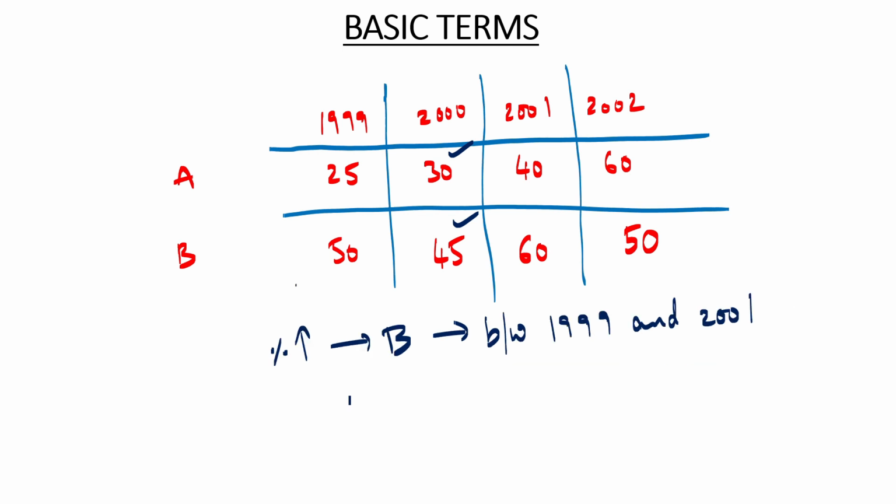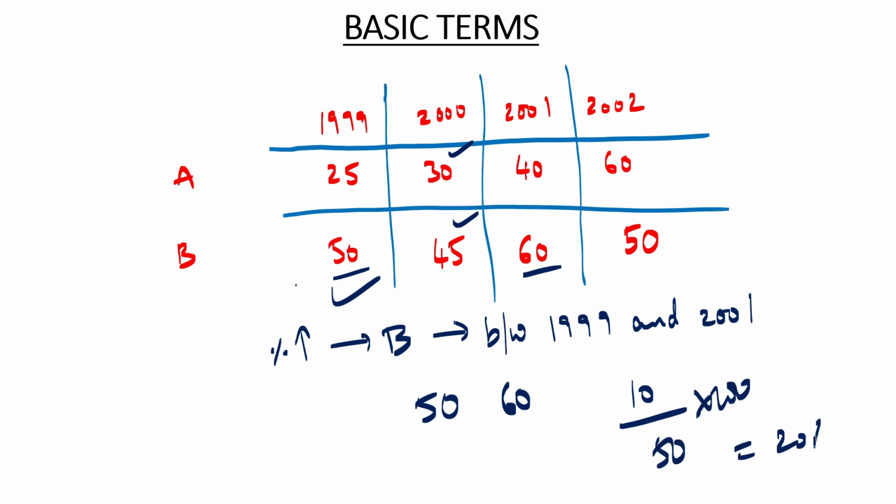If I ask you to find out the percentage increase of company B between the years 1999 and 2001, how can we calculate that? See here, total sales in 1999 is 50, and total sales in 2001 is 60, and we are asked to find the percentage increase in sales. So find the difference. 60 minus 50, that is equal to 10, by the base value. What is the base value? The original value, 50. This is the initial value. So 10 by 50 into 100, this will be equal to 20%.